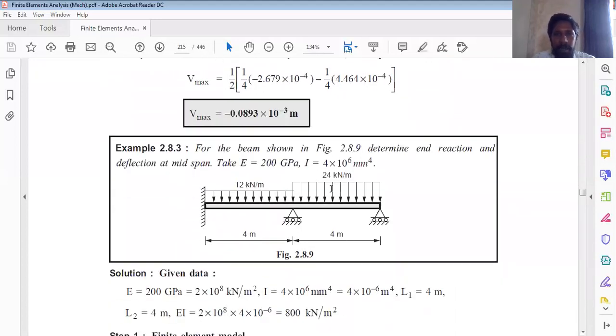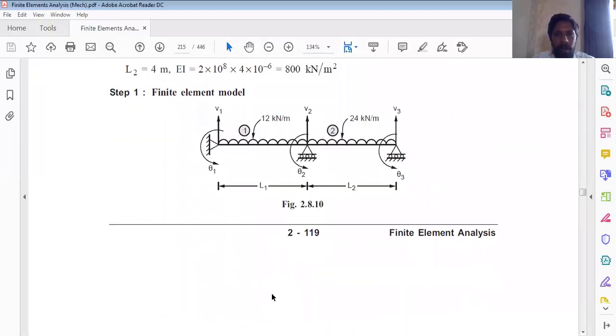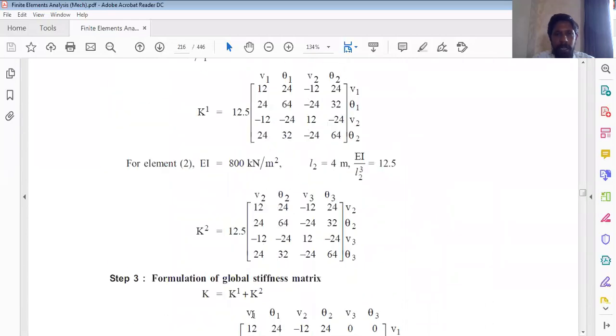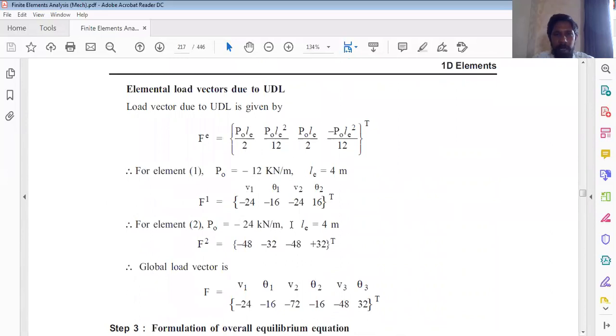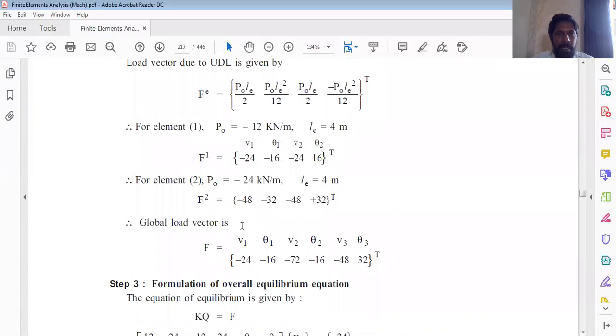One more numerical here, wherein both the elements are carrying the UDL. The first element has a UDL of 12 kilonewton per meter, and the second element has a UDL intensity of 24 kilonewton per meter. So you can solve this problem without any worries. The only thing here is you have to see the load vector. The load vector associated with the first element, which is F1, F2, F3, F4, is minus 24, minus 16, minus 24, 16. And when you calculate it for the second element, it is F3, F4, F5, F6.